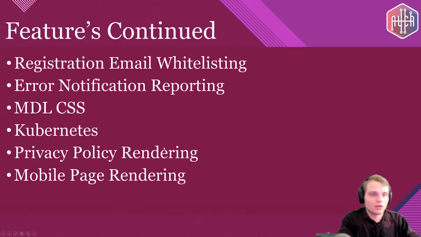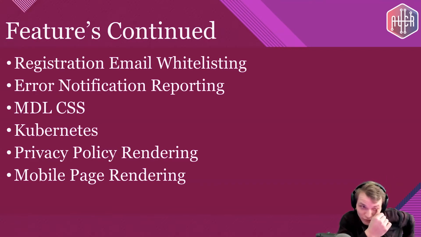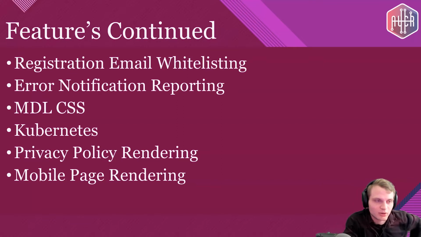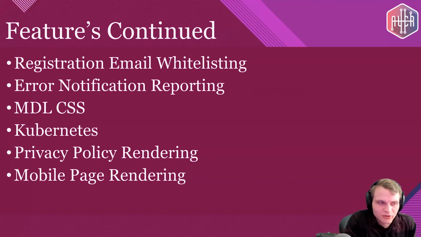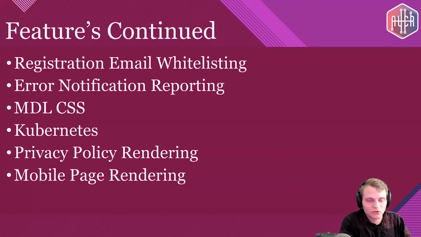Another basic feature: email registration via whitelisting. You can say here are the email addresses that can sign up, if you want that feature. There's error reporting. Right now, it mainly runs on Kubernetes. It also has mobile page rendering, sort of, and other things like policy page rendering. So if you have a specific policy or user agreement that people need to sign or see, you can include that and it will show it to them.